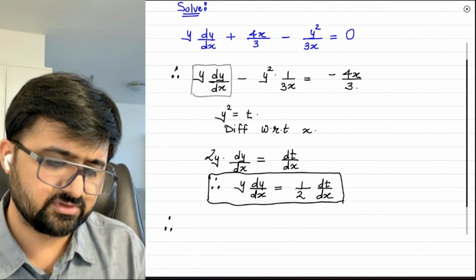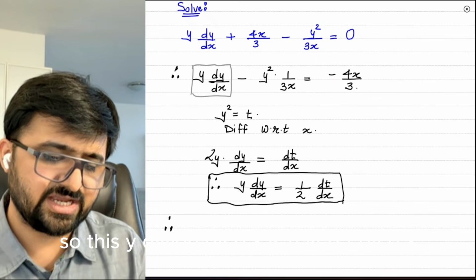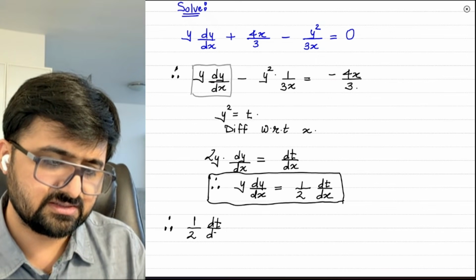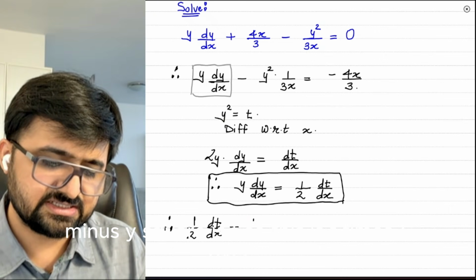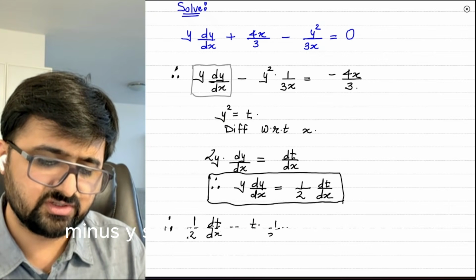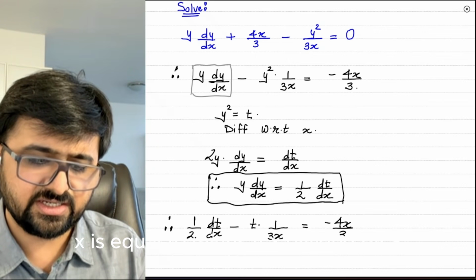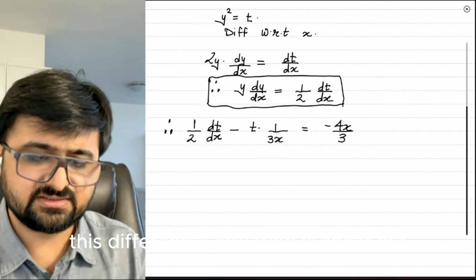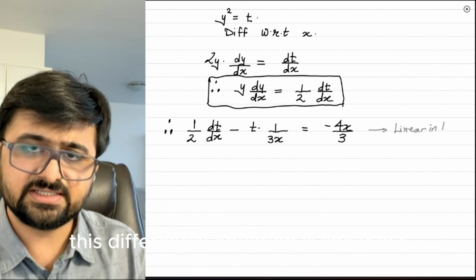So therefore you can eliminate y from here and convert it to t. So this y dy by dx is half dt by dx, minus y square is t. So this is t times 1 over 3x is equal to minus 4x divided by 3. Now if you notice, this differential equation is linear in t.